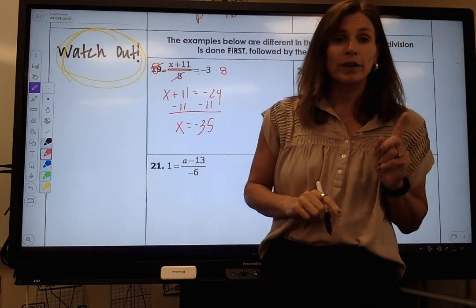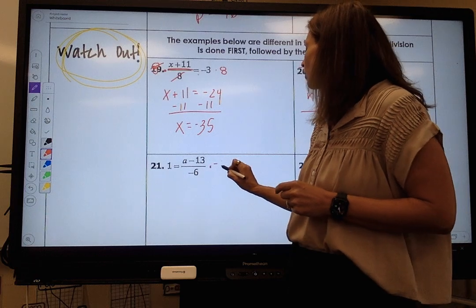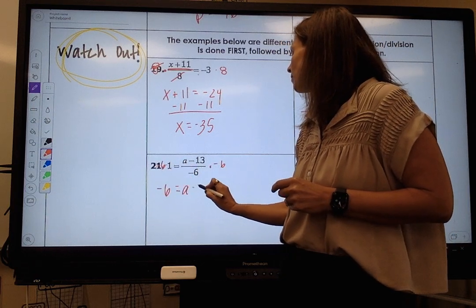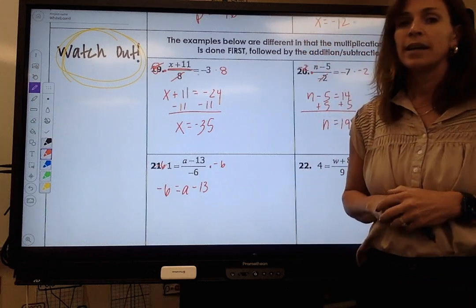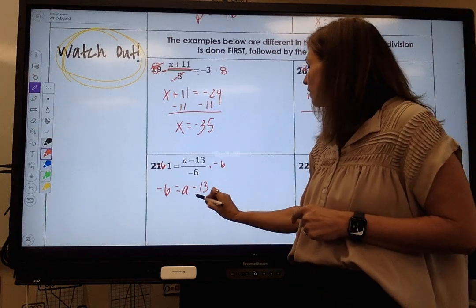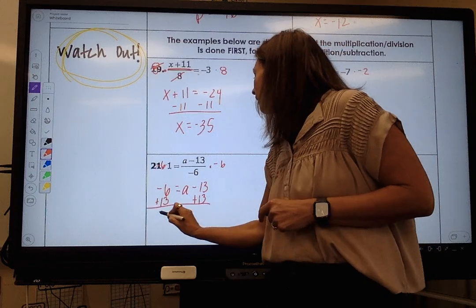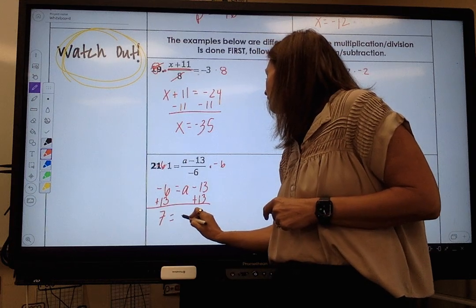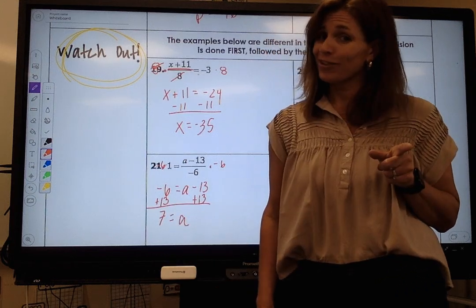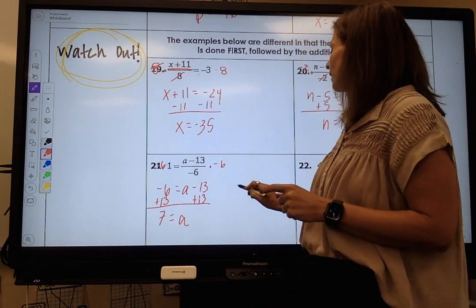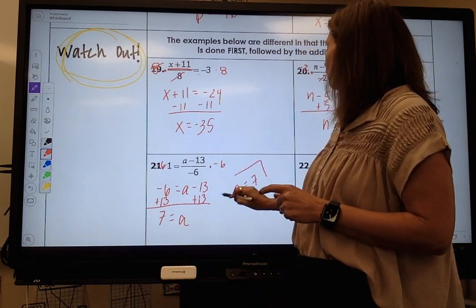Down here on 21, get rid of your fraction first. Multiply both sides by negative 6. So I get negative 6 equals a minus 13. Now to get a by itself, I use additive inverse by adding 13 to both sides. And I get 7 equals a. Are you going to give me that as your answer? You are not. You're going to use the symmetric property and give me a equals 7 is your final answer.